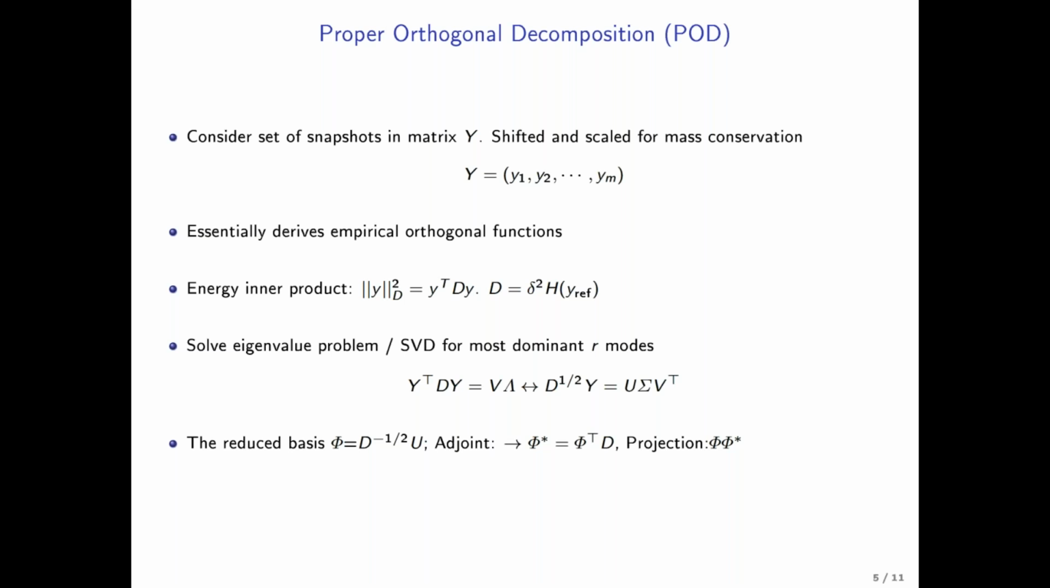And so we choose to do this in a special inner product, which we call the energy inner product, generated by a matrix D, which is just the second derivative of the Hamiltonian. And we find that this gives us better accuracy and gives some nice analytical properties as well. And so once you solve this SVD problem in this inner product space, you get this basis phi at the bottom. And you also need this adjoint operator, which is just like the transpose of the modes in the space.